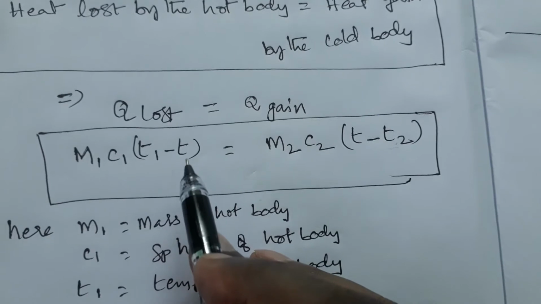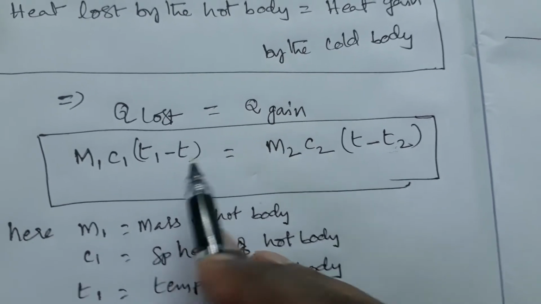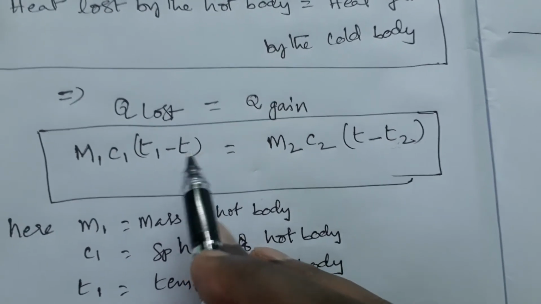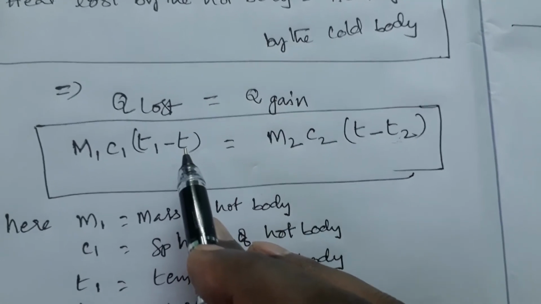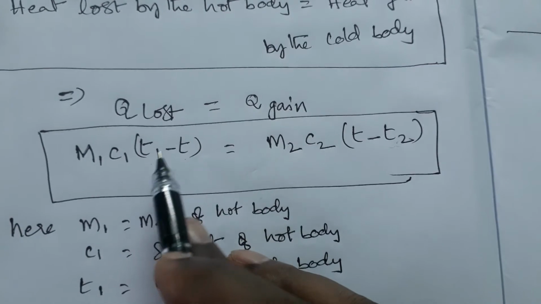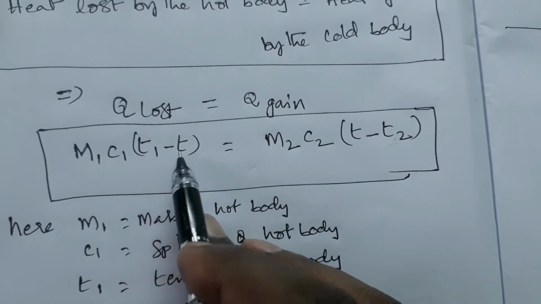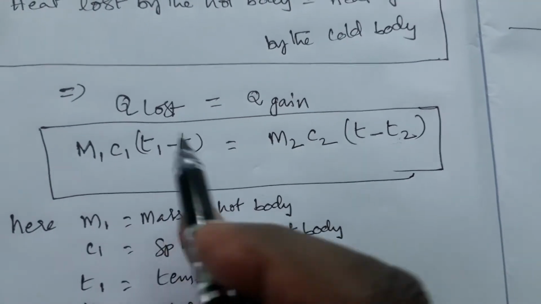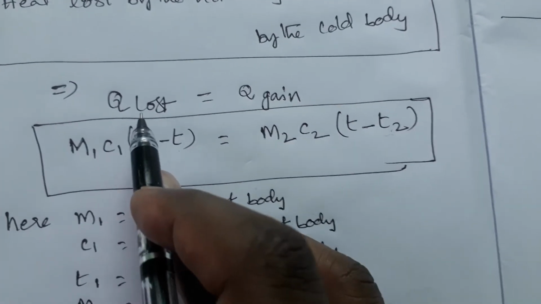After mixing, both gain the same temperature. That is the middle temperature. The middle temperature is T. So the beginning temperature of the hot body is T1, and T1 minus T is the difference. That difference in temperature is lost by the hot body.